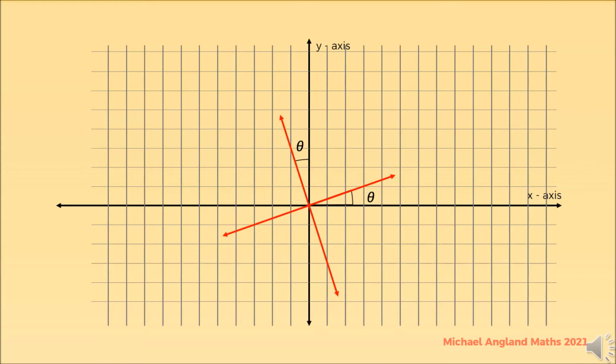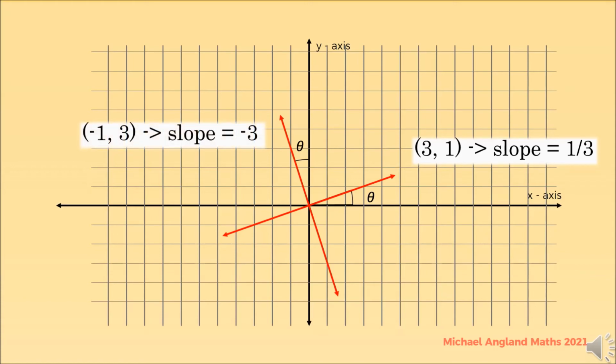Now let's have a look at the slope. Before, the horizontal vector had 0 slope. Now it has slope of 1/3 because it goes through the point 3, 1. So it's gone up 1 along 3, slope of 1/3. The vertical vector now has a negative slope because it's pointing upwards to the left. So that is going through the point minus 1, 3. So the rise is 3, and the run is minus 1. So that has a slope of minus 3.